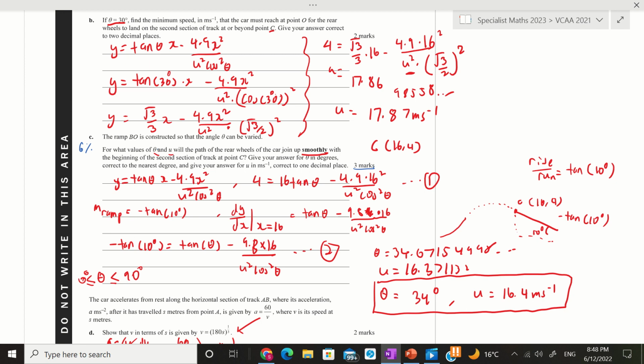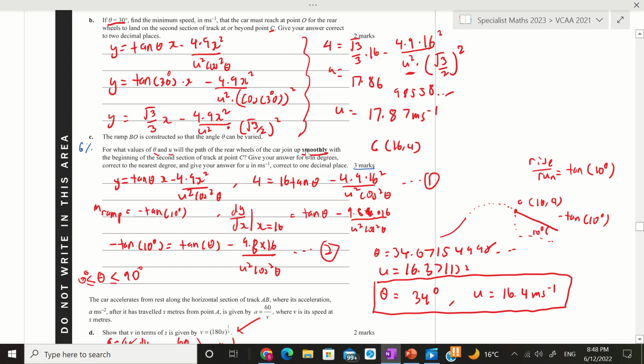For example, with this question, you needed 2 pieces of information from part C to answer it. One was this point, C, which was 16.4. The other was the fact that the track and the path joined up smoothly, which means the same gradient, right? If you were to ignore this, you wouldn't have had enough information to answer this question correctly.